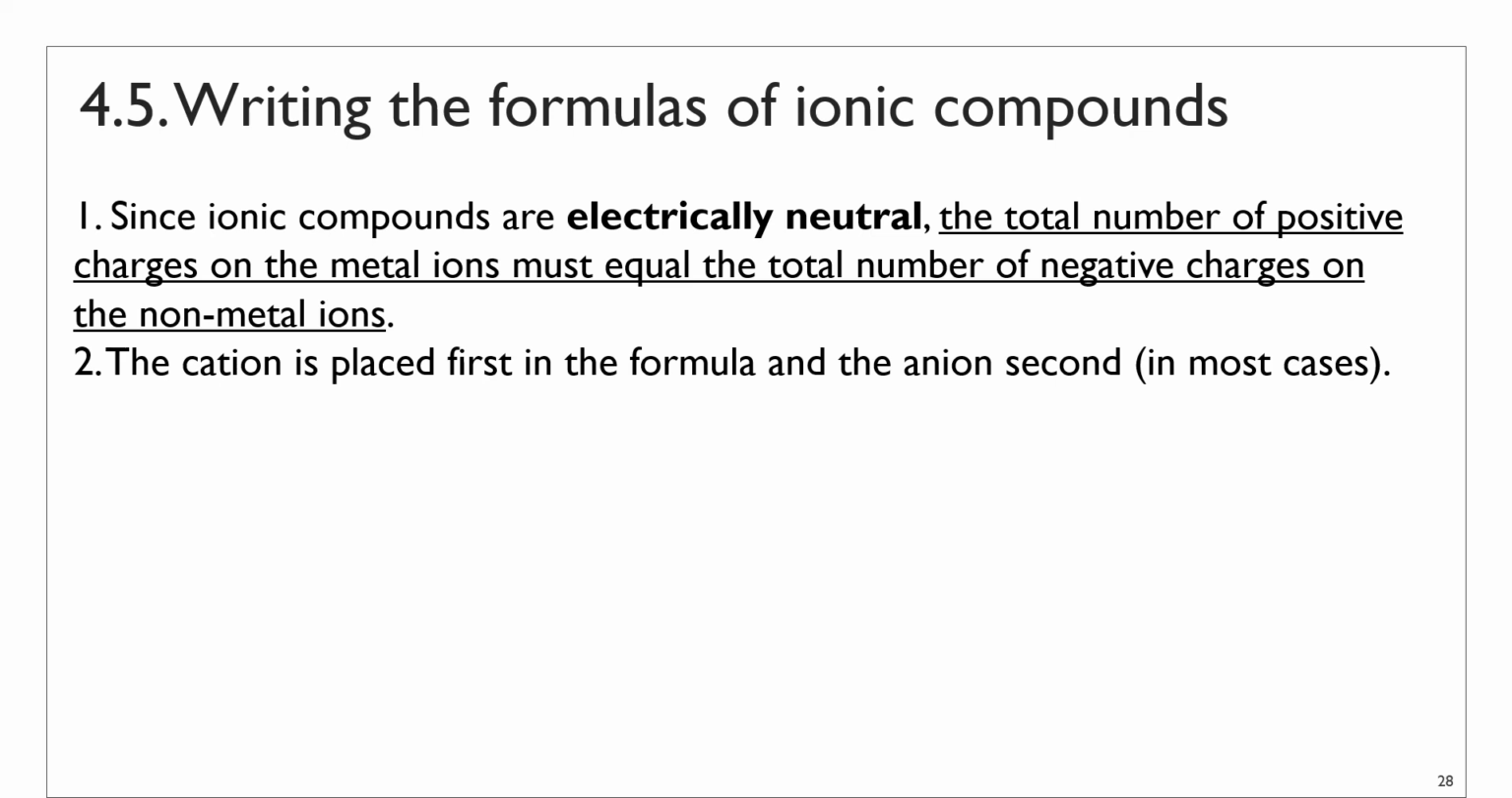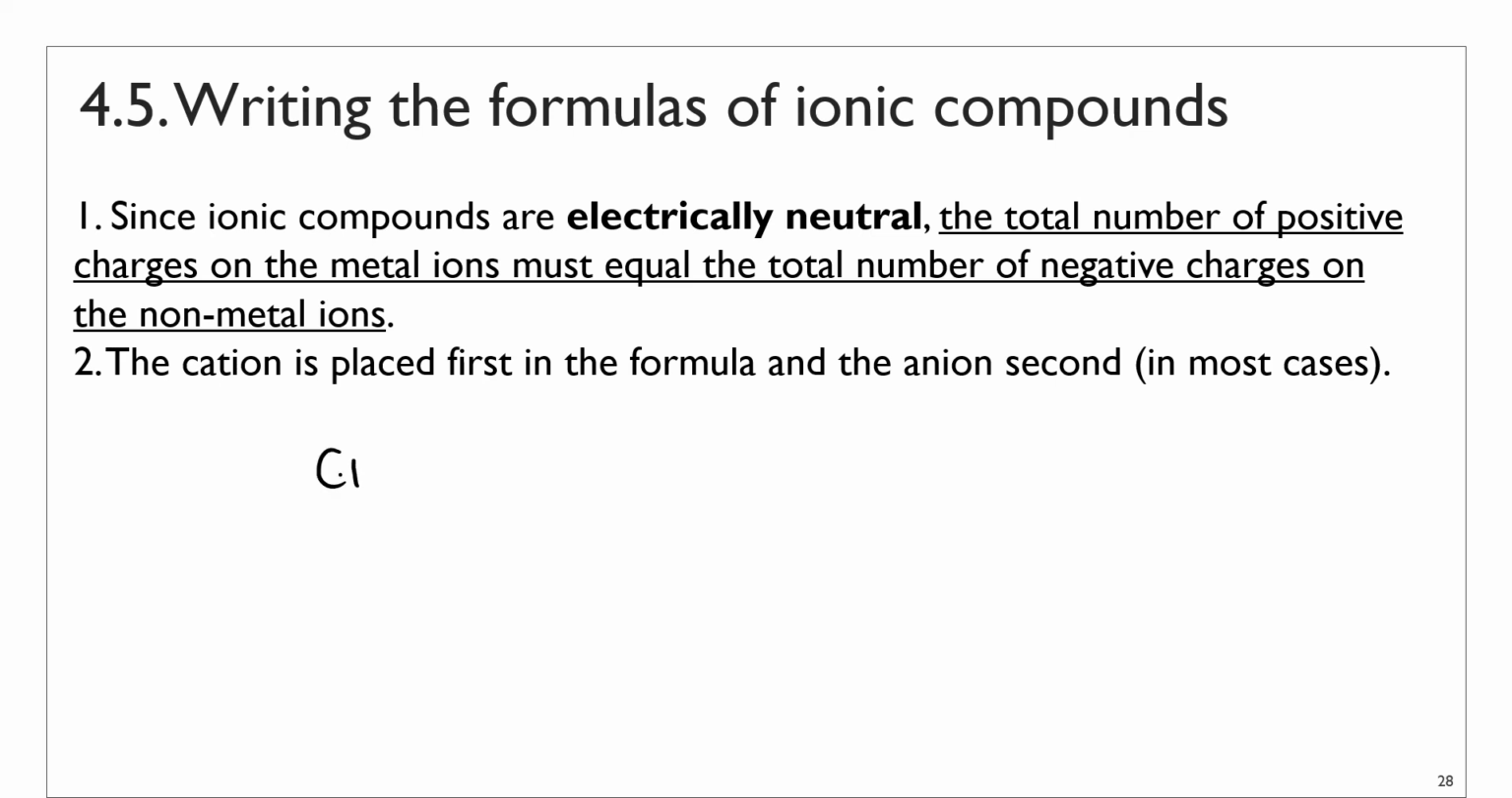Essentially, ionic compounds are electrically neutral, so the total number of positive charges on the metal ions must equal the total number of negative charges on the non-metal ions. So in other words, all the positives have to cancel out all of the negatives. When you write a formula, the cation is generally placed first and the anion second.